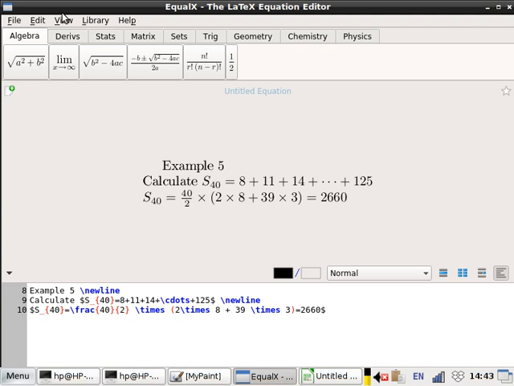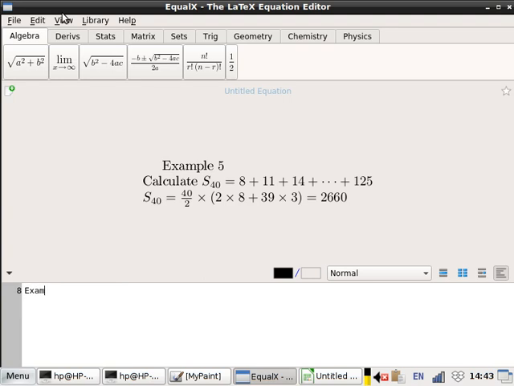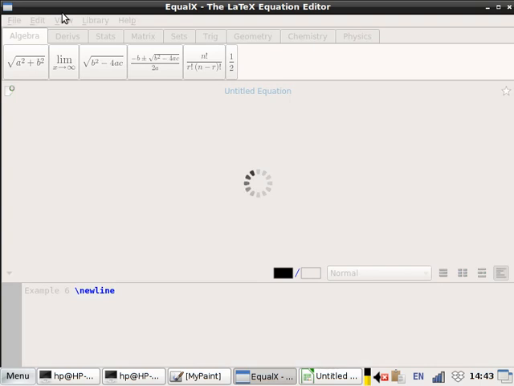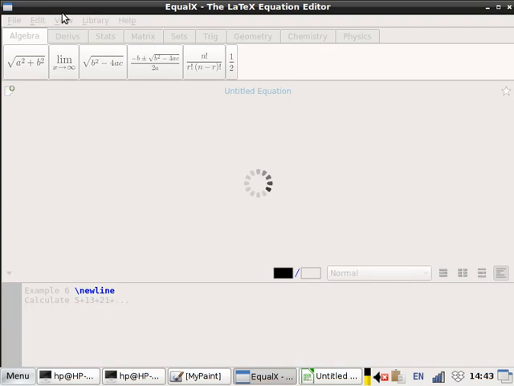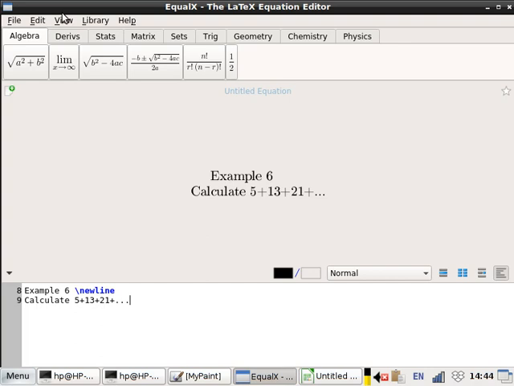Okay, next example. Example 6 then. In this one, I don't tell you the n, and I want you to write your answer in terms of n. So it's calculate 5 plus 13 plus 21, etc. So there's no n here. I just want you to figure out a general formula. But that's okay, you have the formula you can use.